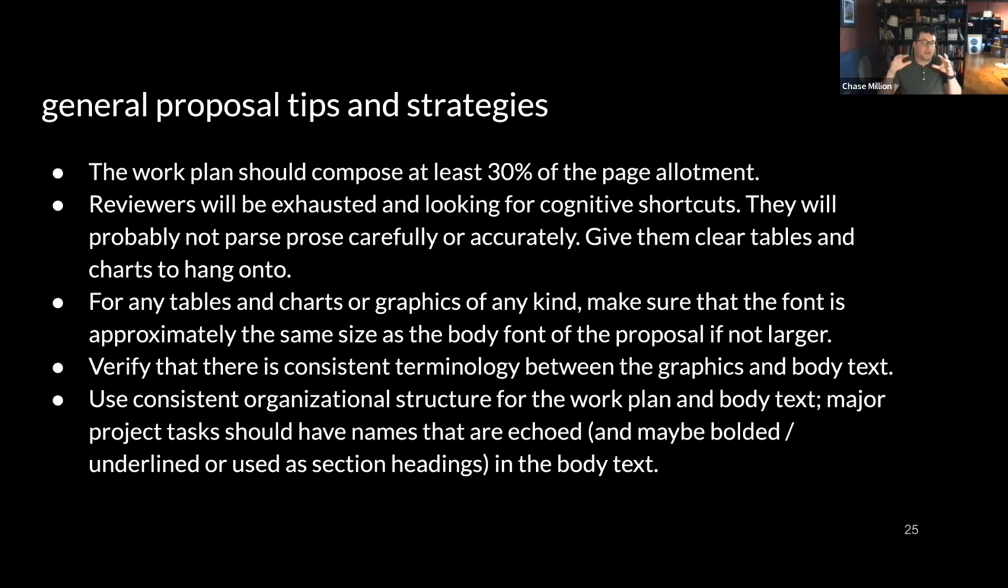Also, verify that your charts, your graphics, and your text have consistent terminology. This is easy if you use the work breakdown structure as the basis for your section headings, but terms defined in your Gantt chart, for example, or requirements listed in your task matrix should also appear in the text, maybe bolded so that it's easy for the reviewer to say, what is this thing in this chart? Oh, it's right there, now I know. They might not even read the description, they just want to know that you wrote one.